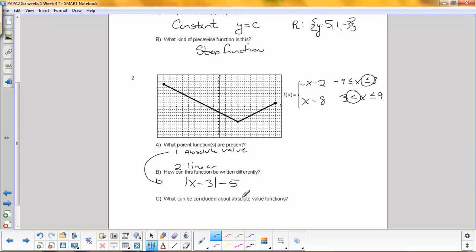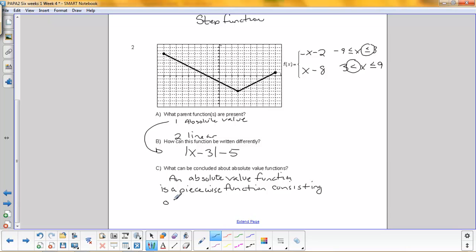So what can we conclude about absolute value functions? Well, an absolute value function is a piecewise function consisting of two linear functions.